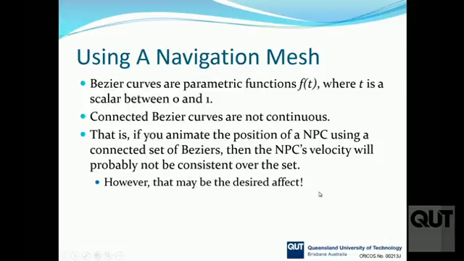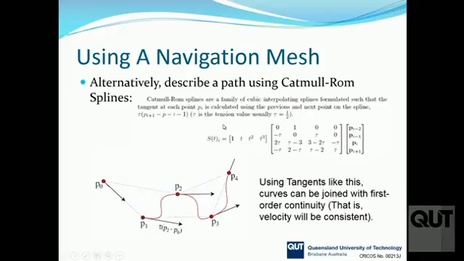As stated, it might be the desired effect, but that's being a bit optimistic. Alternatively, we can use what's called Catmull-Rom, which is a set of curves that preserve continuity. So with these splines, we can ensure that as we go through each point, we actually have continuity. That means that we can use this parameter in order to position our character along that pathway and ensure that the character is moving at the same velocity as it goes along that path.